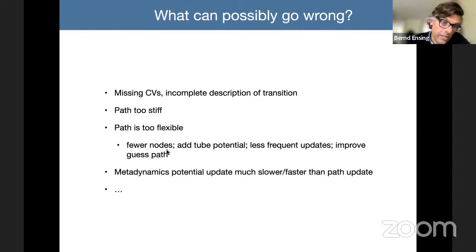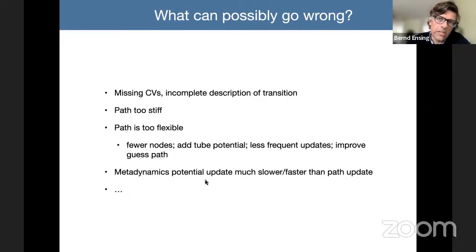If it's too flexible, then reduce the number of nodes or add a tube potential to stay close to the path, or gather more data before you move a node, right? So don't update so often, but get a good estimate of the distance along the path before you move the nodes, or get a better guess path, right? So there are several things you could do if you notice that your path is too flexible.